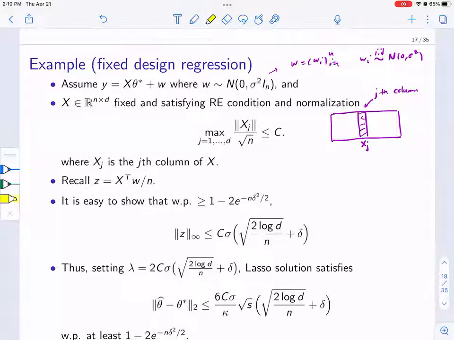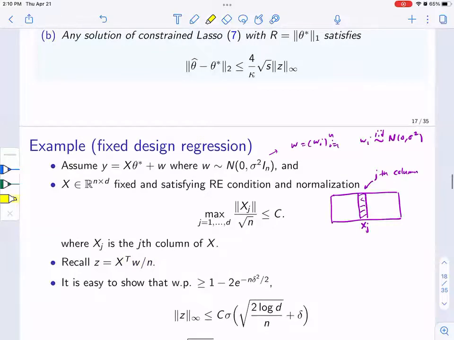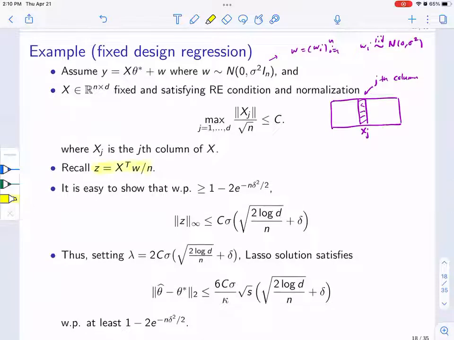So why does this appear here? Maybe just to give you some intuition. Can anyone give me some intuition why this vector matters, x transpose w over n, or at least x transpose w, let's say? That's a good question. Yeah, orthogonal to the residuals, not the error there.